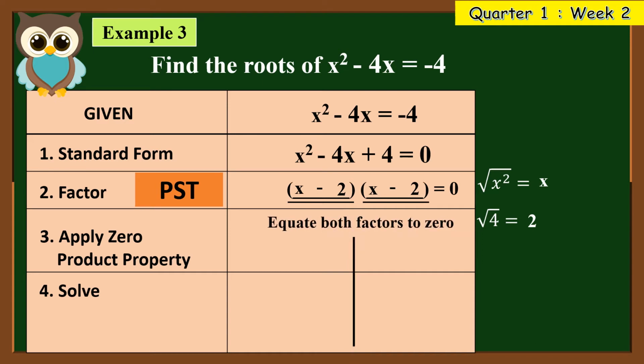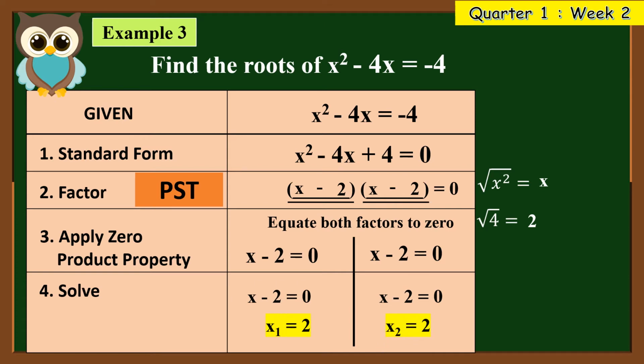Now let's apply the zero product property, wherein we have to equate both factors to 0. So you have x minus 2 is equal to 0 and x minus 2 is equal to 0, the same, since we have the same factor. Now we still solve for the value of our x. Your negative 2 will move to the other side of our equation for us to get the value of our x, which is positive 2. Same with the value of the second x, we can also have positive 2. So the solution set of the given quadratic equation is positive 2 and positive 2.